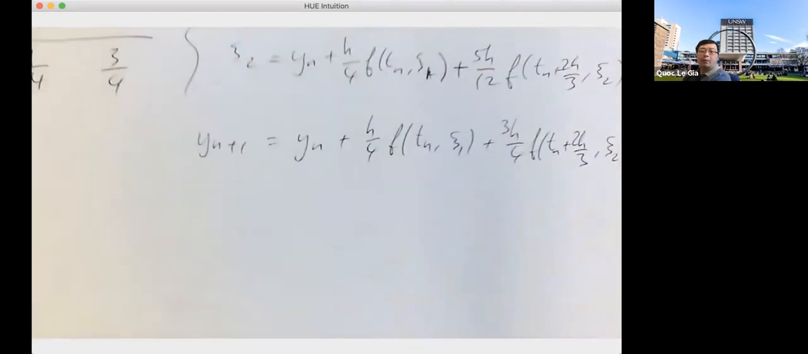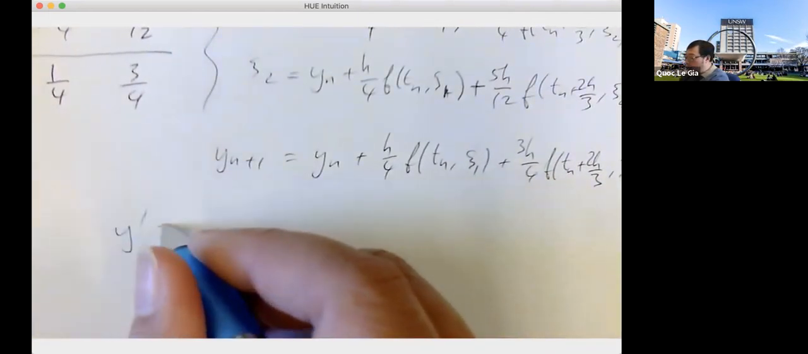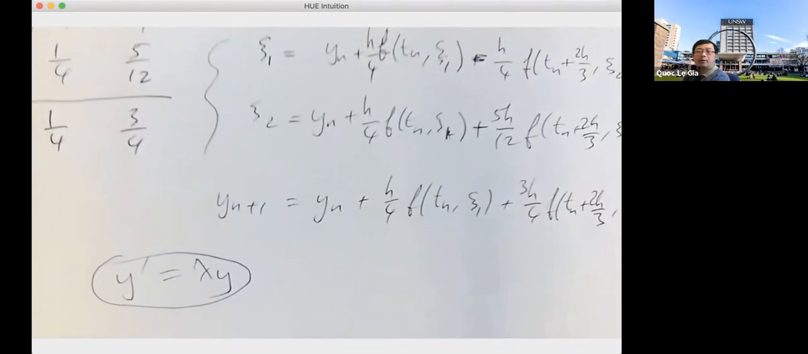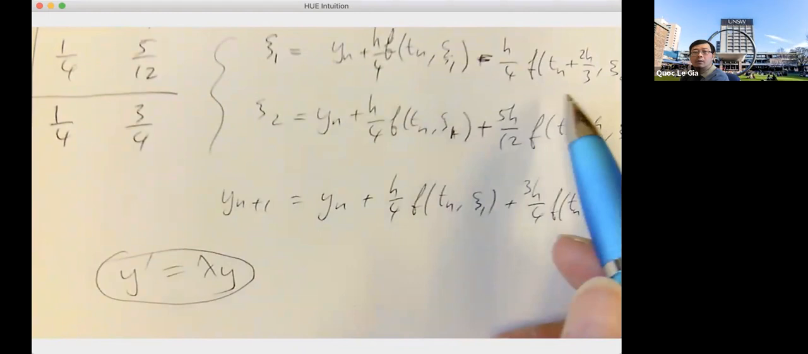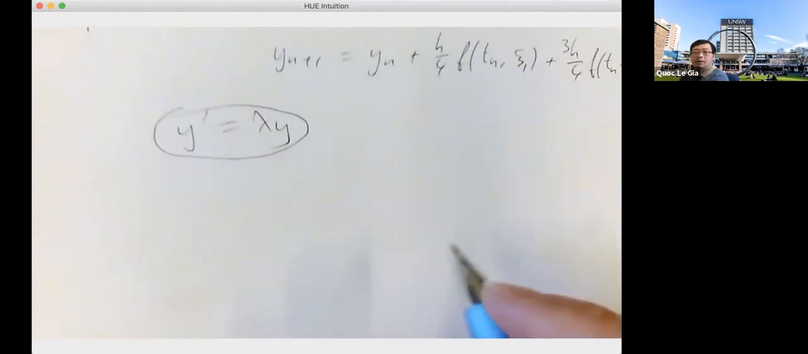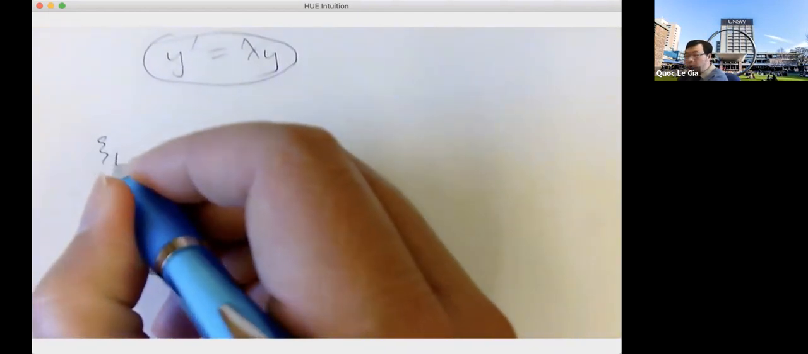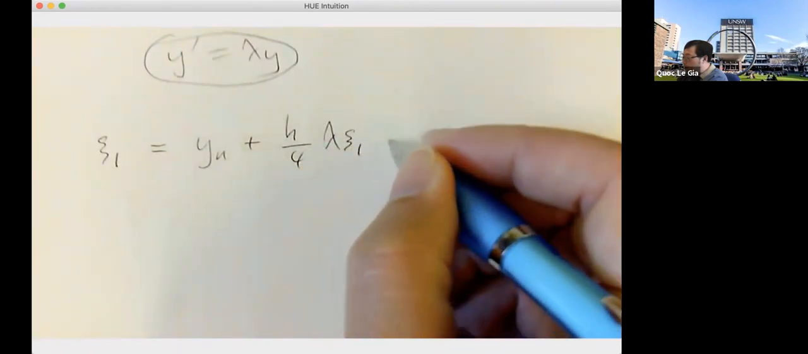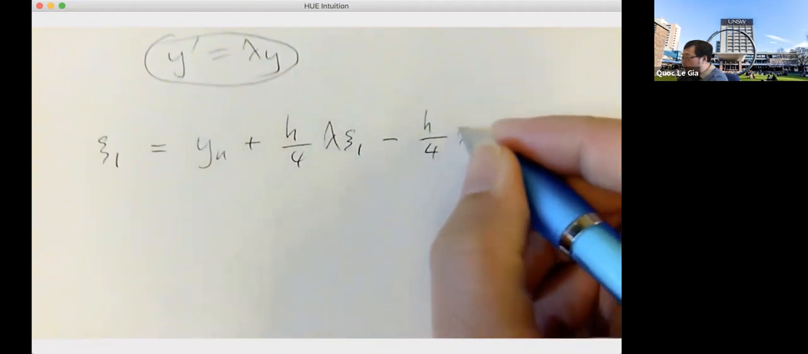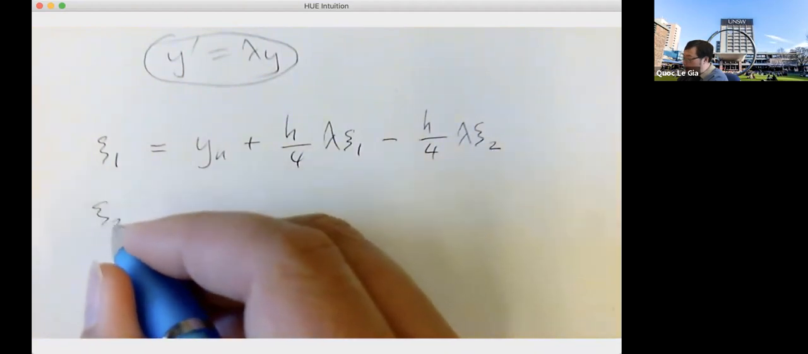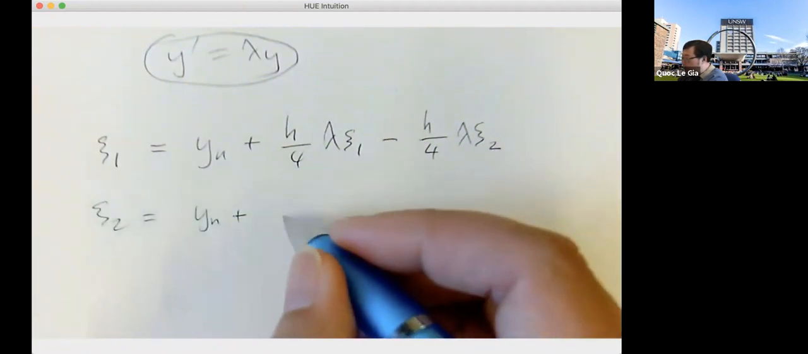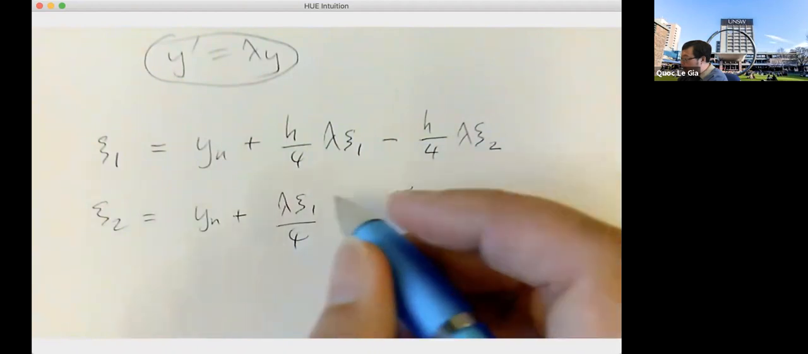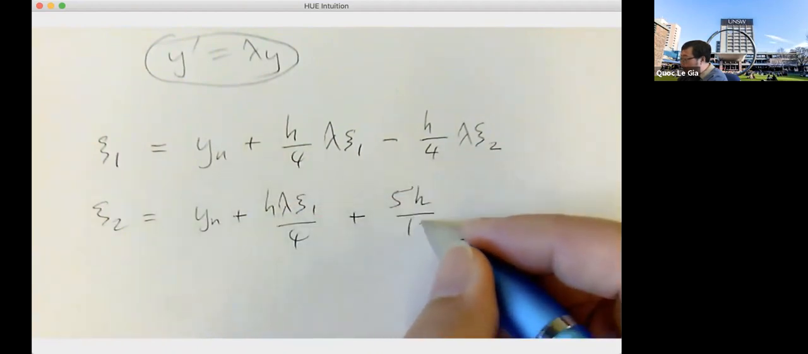Now we have to plug it in. Remember, our ODE is just y prime equals lambda y. This is a special ODE to test whether the method is stiff or not. So we replace f everywhere and get a new system. Xi1 is Yn plus h/4 lambda Xi1 minus h/4 lambda Xi2, and Xi2 is Yn plus h/4 lambda Xi1 plus 5h/12 lambda Xi2.